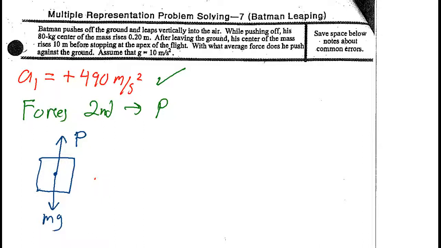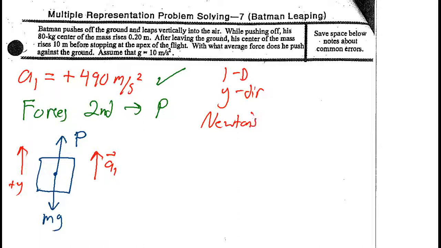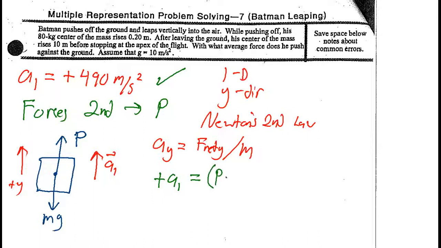Alright, so the direction of Batman's acceleration is upwards. We've already established that. Let's pick a coordinate system to do the force problem where the positive y direction is up. So this is a one-dimensional problem only involving the y direction. So we use Newton's second law. And that would tell us that the acceleration in the y direction would equal the net force in the y direction divided by the mass. So putting in the particulars for our problem, we would have plus a1, because Batman's acceleration is up, is equal to the quantity P minus mg divided by m.